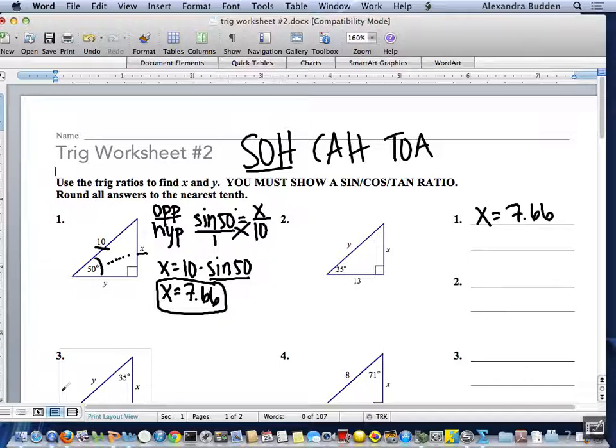Okay, now I want to find y. This time I'm going to ignore x, and I'm just going to look at y and my 10. Y in this case is the adjacent, 10 is still the hypotenuse. So I need to think which ratio uses adjacent and hypotenuse. In this case, that's going to be cosine. So I have the cosine of 50 degrees is equal to y over 10. Remember, put that over 1. Use your cross products, and you get y is equal to 10 multiplied by the cosine of 50 degrees.